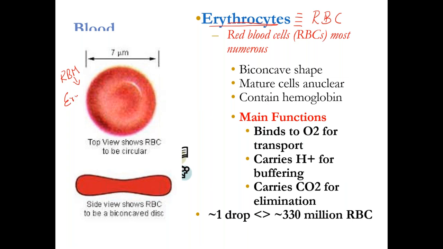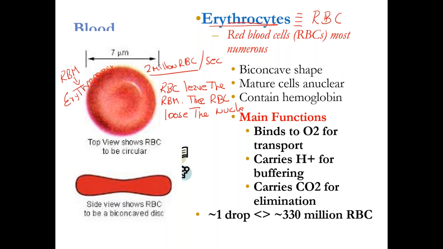Erythropoiesis. We produce 2 million red blood cells per second, right? So that is a lot of red blood cells per second. Now, when the red blood cells leave the red bone marrow, they are going to lose the nucleus.